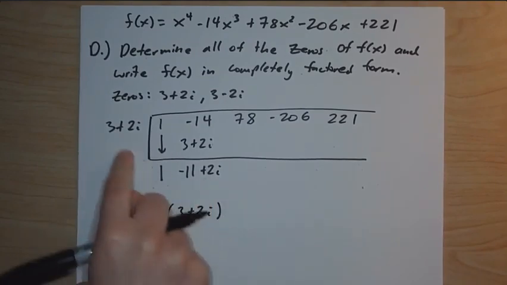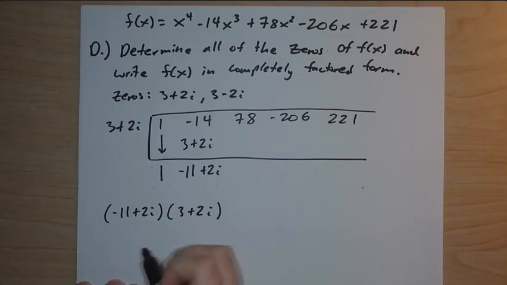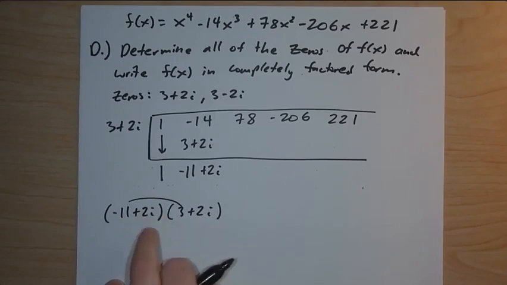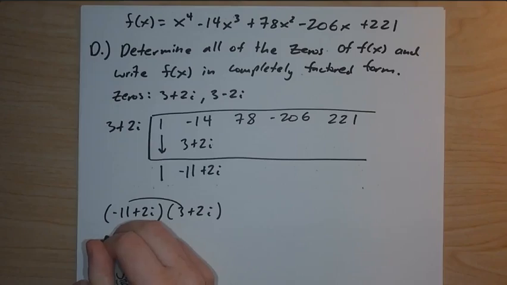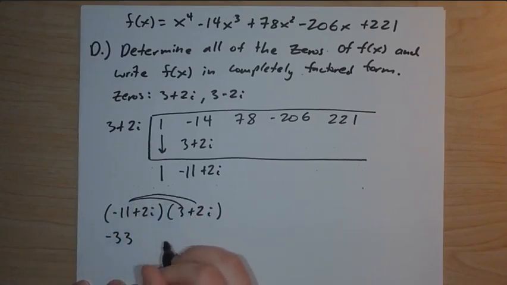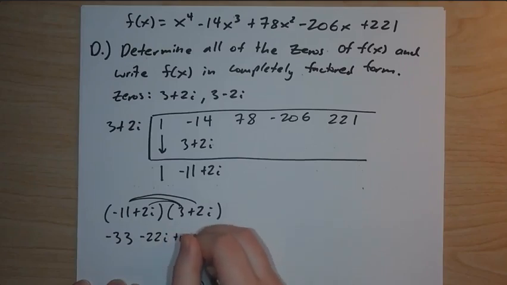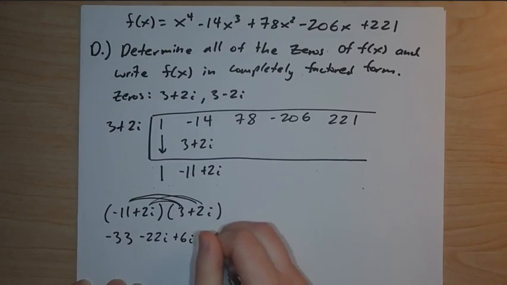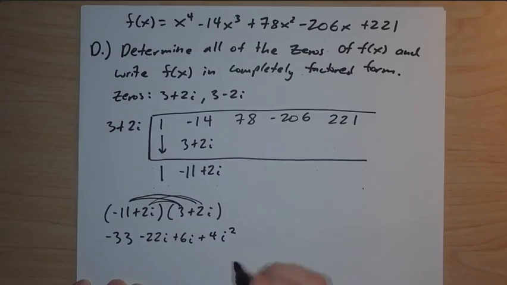Any imaginary numbers that you multiply, you need to do the foiling method: first, inner, outer, last. So 3 times negative 11 gives us negative 33. Negative 11 times 2i gives us negative 22i. 2i times 3 gives us 6i. And 2i times 2i gives us positive 4i squared.